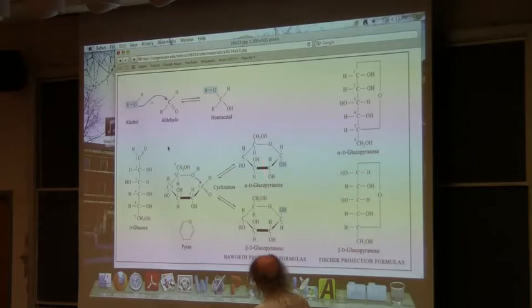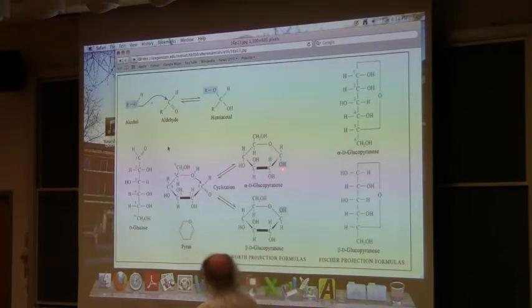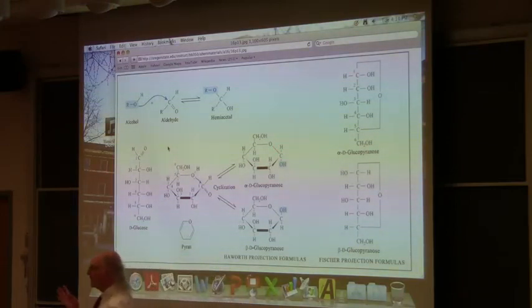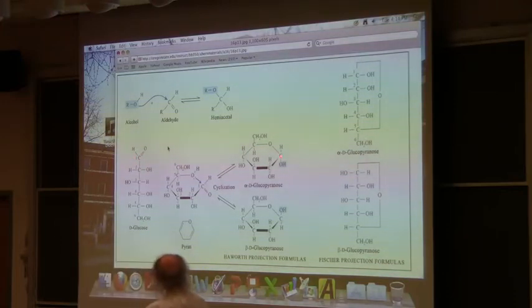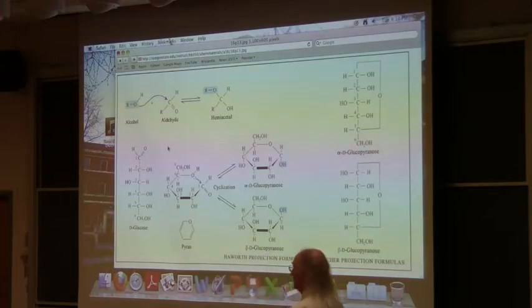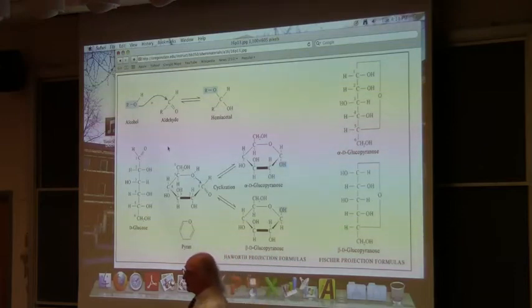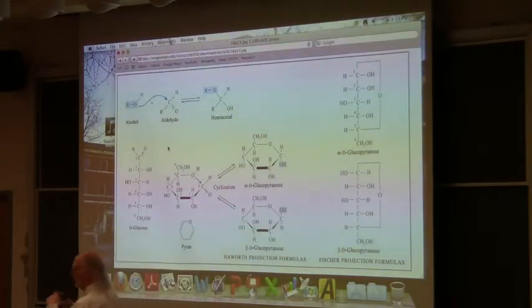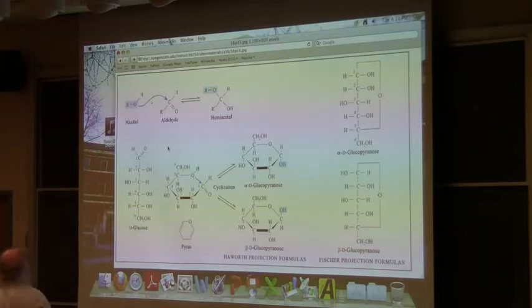We see that in the process of forming the ring, a new hydroxyl group appears. And that happens because the hydrogen here goes on to that oxygen and makes it a hydroxyl. That creates a carbon that has 4 things on it. This carbon up here only had 3 things on it. That carbon number 1 now has 4 things on it. That's a new asymmetric carbon. So this asymmetric carbon was created as a result of forming the ring.